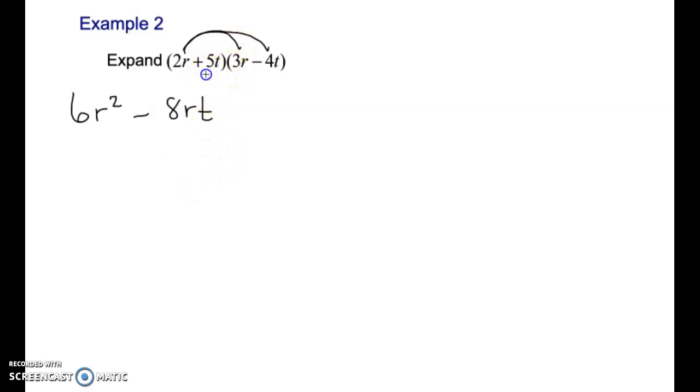Then we continue, but we move on to the second term, 5t. So when we move on to the second term, we do the exact same thing. 5t multiplied by 3r is going to give us positive 15rt. And then 5t multiplied by negative 4t is going to give us negative 20t squared.